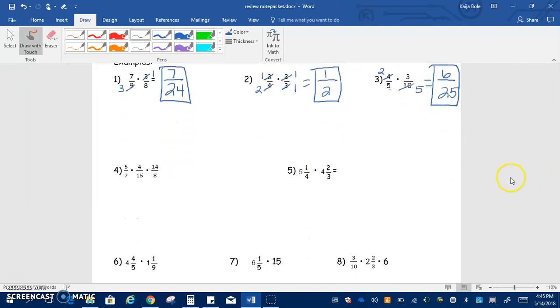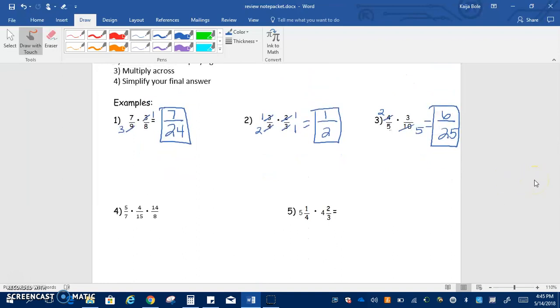Number 4 here, I've got 3 fractions, so there's a few ways you could cross simplify. The first one I see here is my 15 and my 5. I can divide both of those by 5, so I get a 1 and a 3. I can also do 4 and 8. I'm going to do those in purple. I can divide them both by 4, so I get a 1 and a 2.